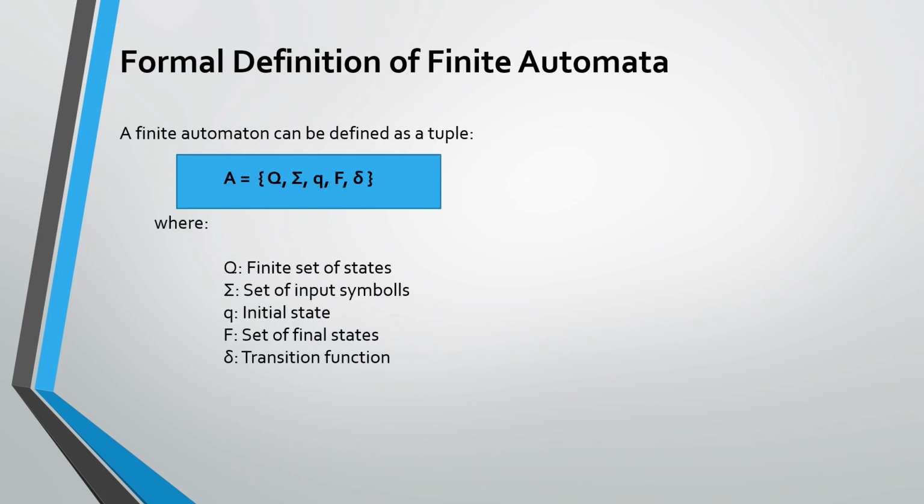And the next one is the formal definition of finite automata. A finite automaton can be defined as a tuple, that is A equals (Q, Σ, δ, q0, F), where Q is a finite set of states, Σ is the set of input symbols, q0 is the initial state, F is the set of final states, and δ is the transition function.